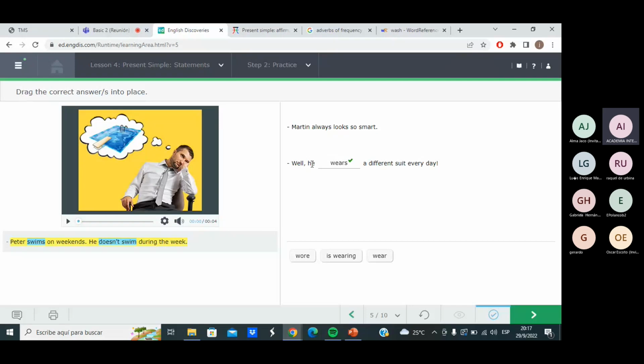Because I'm talking about him, right? That means that it is the person. We have to add the letter S to the verb. I think that it is not difficult.